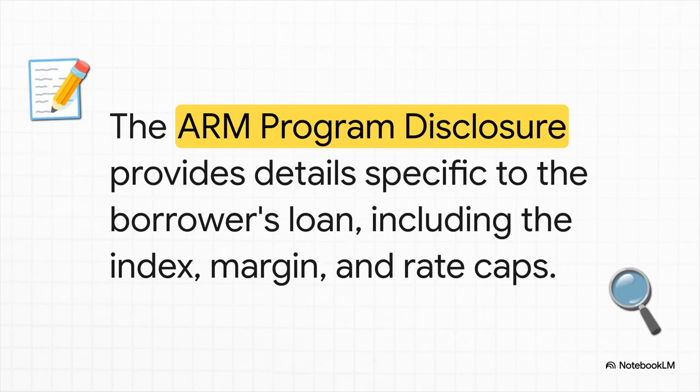The second thing you have to provide is the ARM program disclosure. Now, if the CHARM booklet is the general textbook, think of this as the specific blueprint for the borrower's actual loan. This document gets into the nitty-gritty, spelling out the exact index, margin, and rate caps for the program they're applying for.